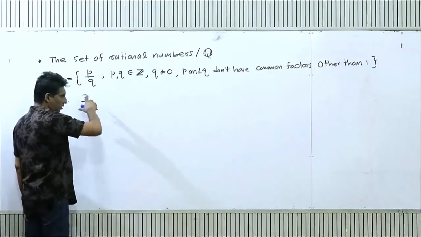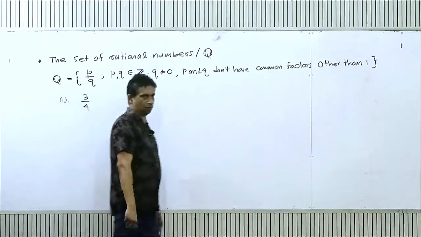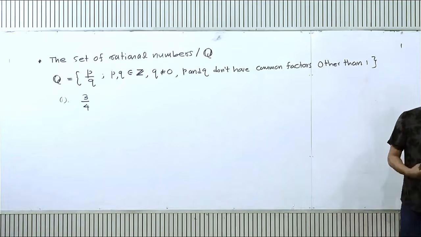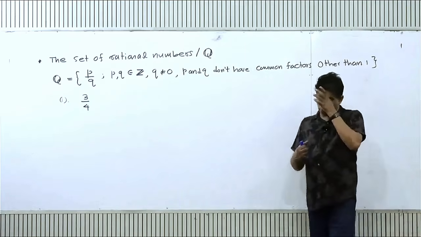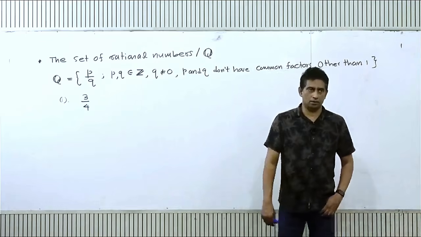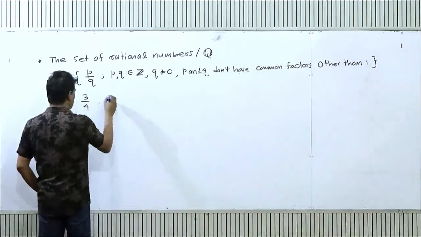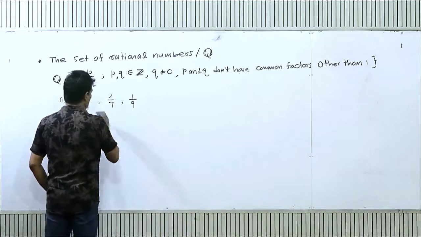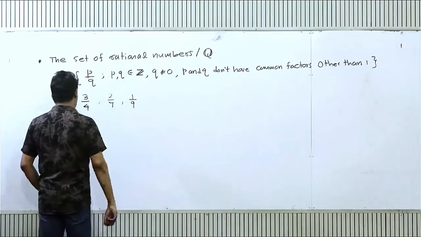If we simplify this one, 3 over 4 means a positive decimal number, no? According to this example, we can get an idea that some positive decimal numbers are rational numbers. Like 3 over 4, then 2 over 7, 1 over 9, like that.